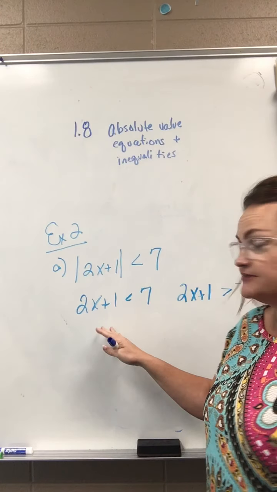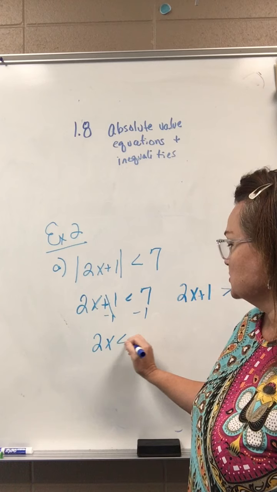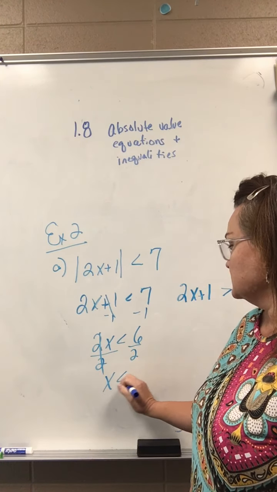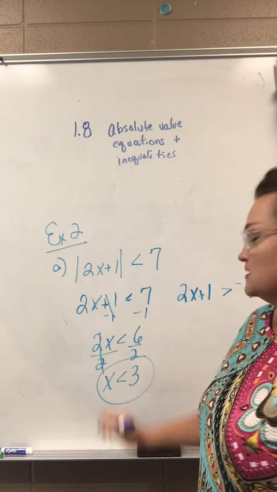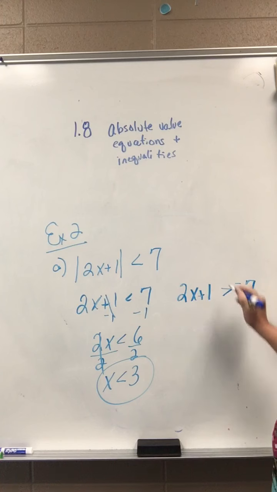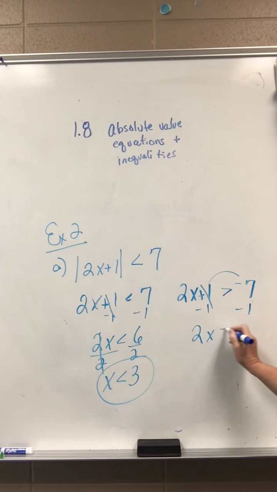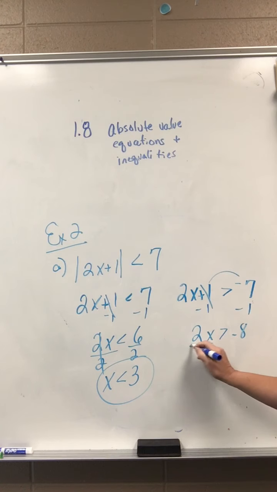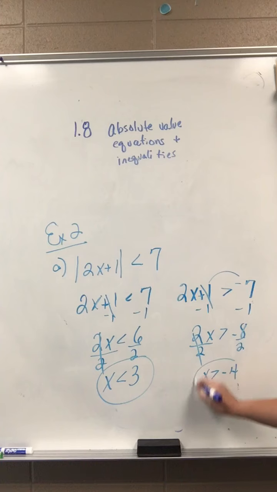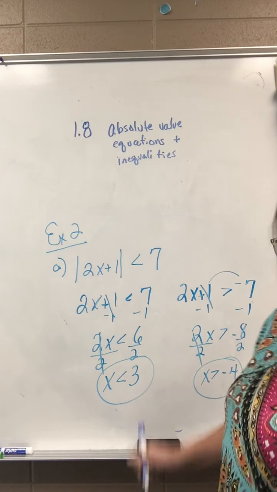And then we solve these. So I'll minus the 1, just like we do when we solve equations. Divide by 2. x is less than 3. So that's part of the answer. Then do it for the second case. Move the 1 across the line, or minus 1 from both sides. Makes that negative 8. Divide by 2. x is greater than negative 4. Alright, so what are those numbers? Numbers that are greater than negative 4 but less than 3.